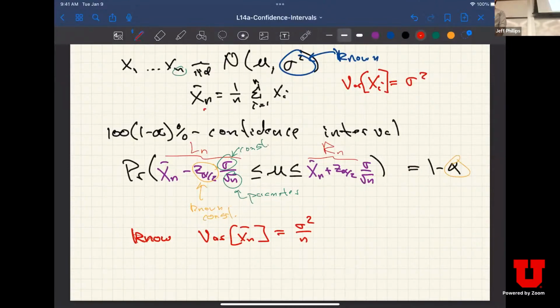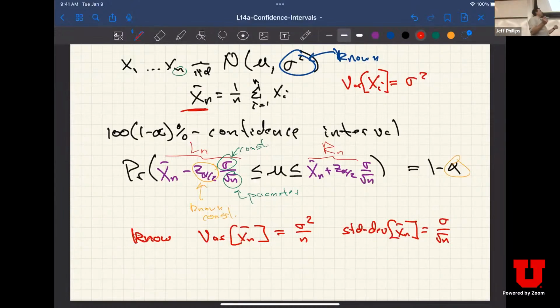That's for xn bar, right? When I take an average of random variables, the central limit theorem tells me the variance gets smaller at a rate of 1 over n. The more random variables I get, the better concentration I get, so the variance goes down. I know the variance, so what is the standard deviation of xn bar? It's the square root of the variance, so it's sigma over square root of n.